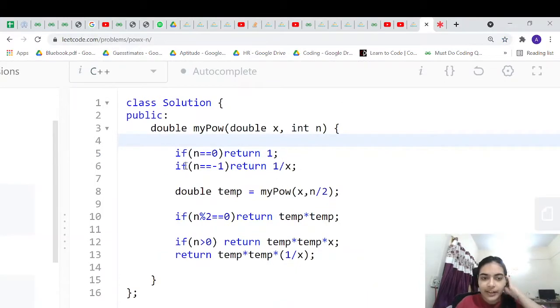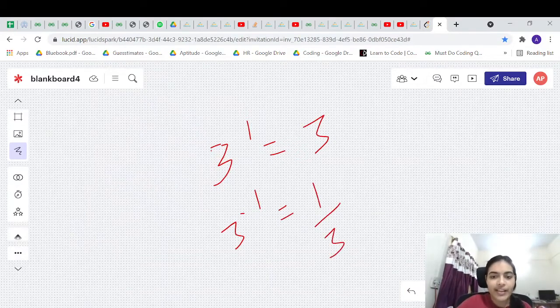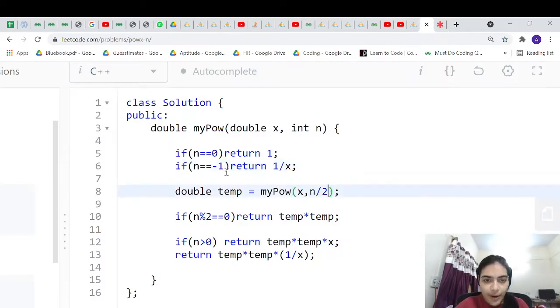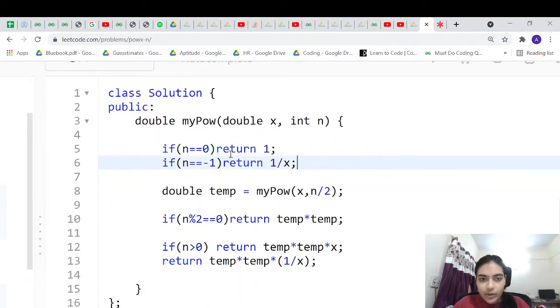The code is very simple. In this we have negative numbers also, so we have to handle n less than 0, in that case just return 1 by x. The logic is simple. Let's say you have 3 power 1, it is 3. But if you have 3 power -1, it is 1 by 3. That's why I have just taken 1 by x. And if n is 0, 3 power 0 is 1.